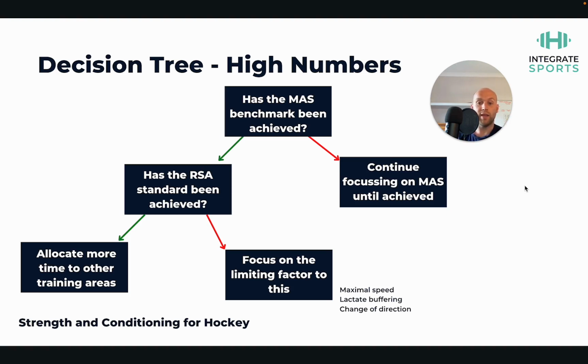So is it maximal sprint speed score? Is it lactate buffering? Is it change of direction? All of these things are informed by the repeat sprint ability test. And so you can begin to actually look at which are the limiting factors there and how can we go about improving on them.